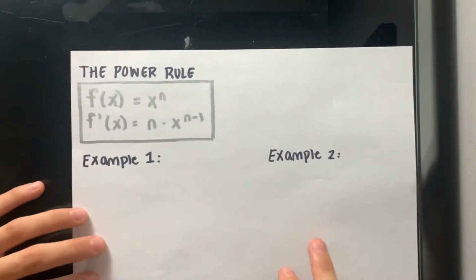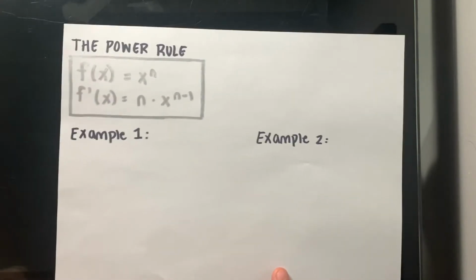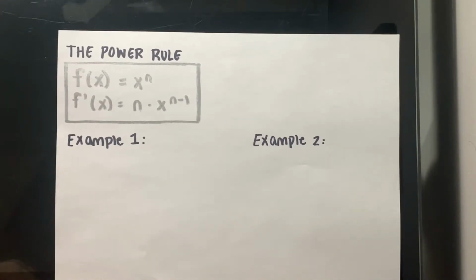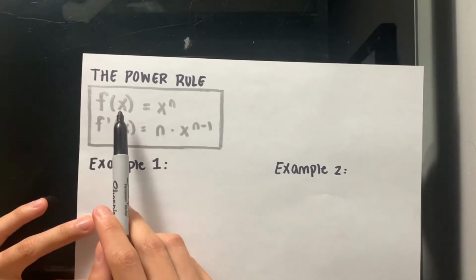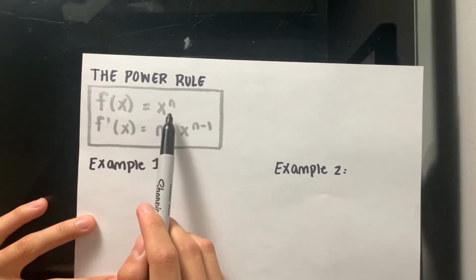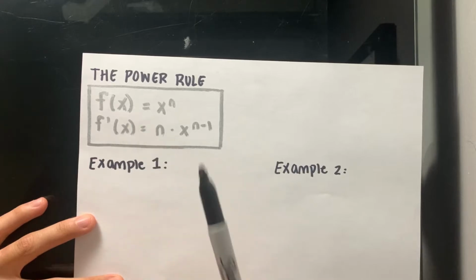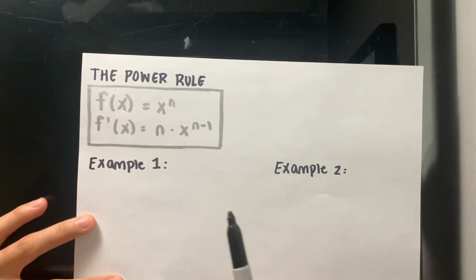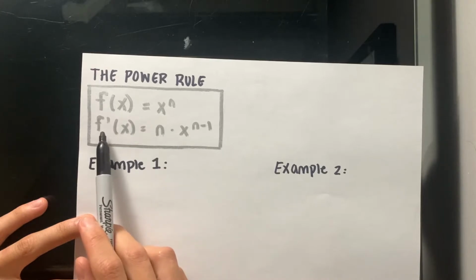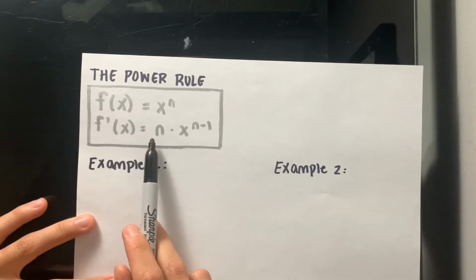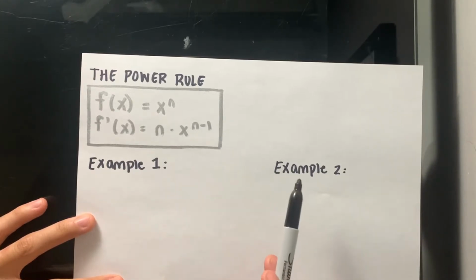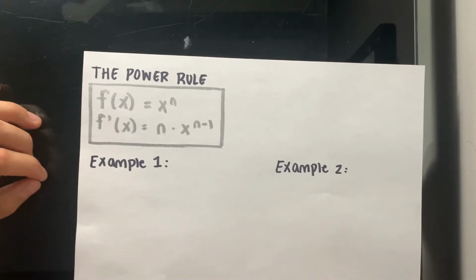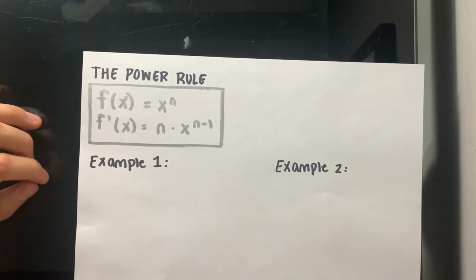So, now I'm gonna start talking about the power rule, and the power rule is probably one of the most important rules you're gonna need to know in calculus. The power rule says that if you have a function f at x, and this function is composed of a variable x raised to a power of n, where n is any number, then the derivative of this function f at x is going to be n multiplied by x to the power of n minus 1. So I think the best way to do this is to just begin with an example.